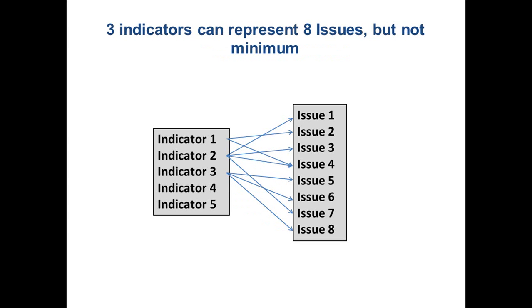So one thing, if we just decided to pick, we could choose the first 3 indicators, and that would work. We'd represent all the issues on the right, but you can see that indicators 3 and 4 both link to issue 4.